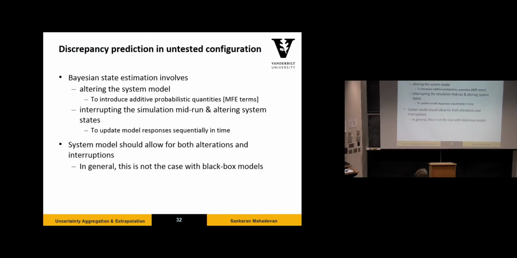But there's one last thing I want to say about this. This type of approach, this Bayesian state estimation, in order to assess model form errors, requires two things. One is altering the system model, because you're going to go in and add an additional force term in the governing equation. And so you have to have access to the governing equation. That's not going to be the case in many situations.